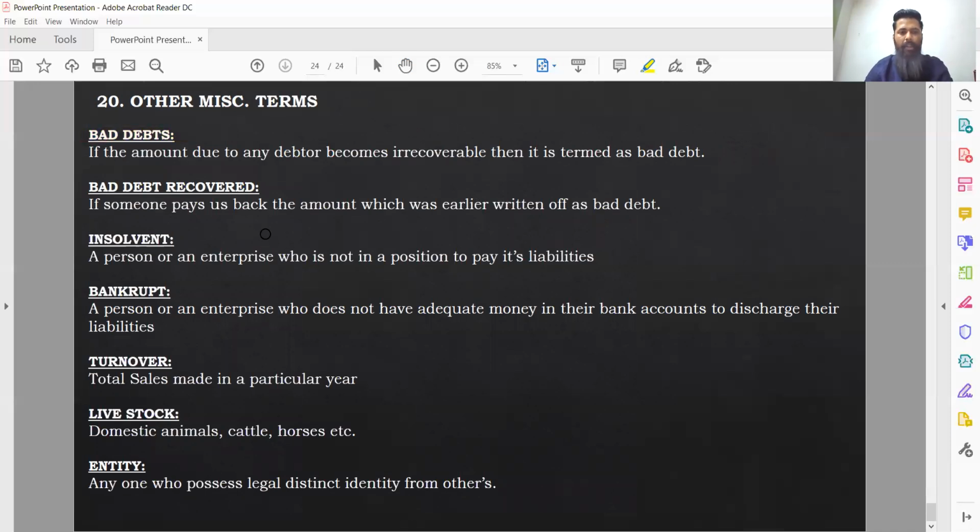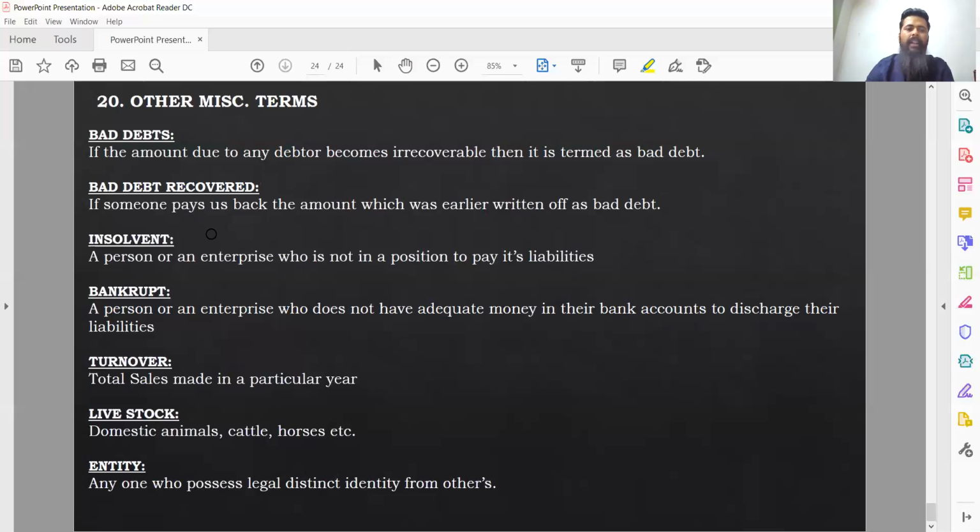Bad debts. Bad debts basically means what? If my debtors deny paying the requisite sum of money after expiry of a specified period of time, then those debtors will be termed as bad debts. What does bad debt recovered mean? If any previous bad debt is recovered, which means a debtor who earlier refused to pay me my money back has now agreed to pay it, has actually paid me that bad debt, it will be known as bad debt recovered. So if someone pays us back the amount which was earlier written off as bad debt, it will be known as bad debt recovered.